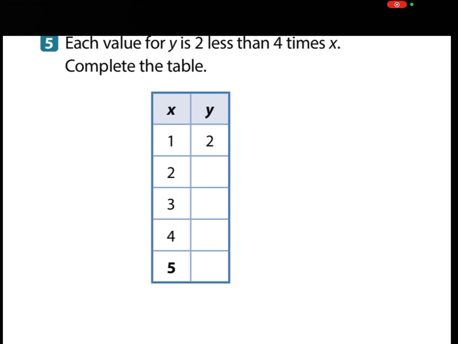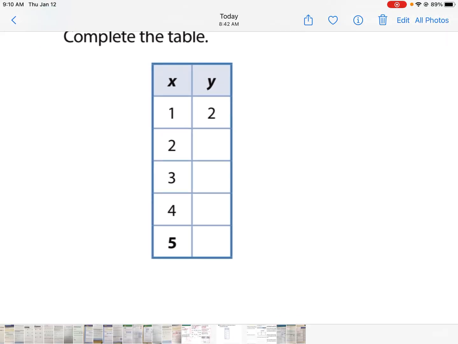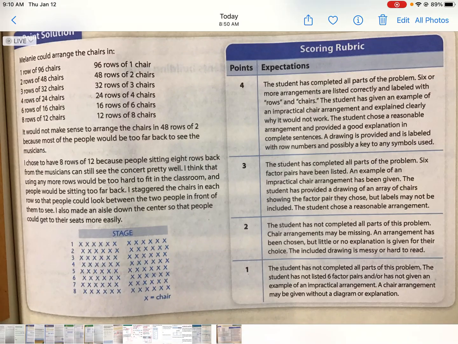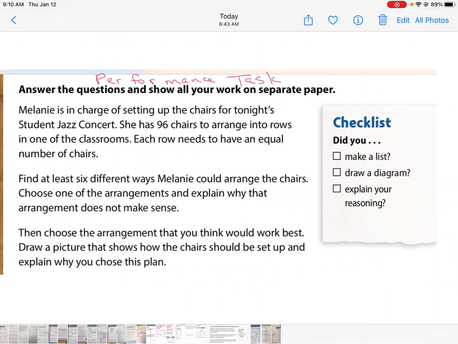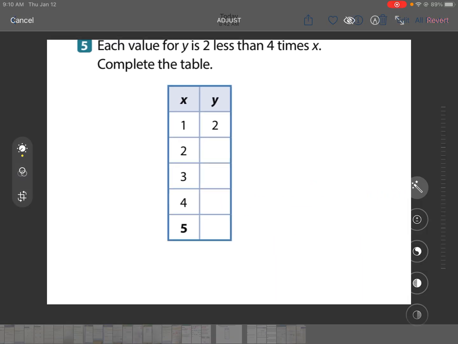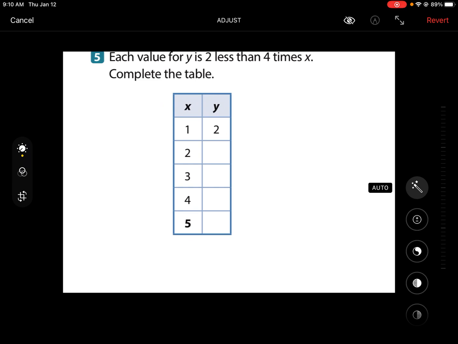Each value for y is 2 less. Can't see it when I let go of it. I don't think I'm going to be able to annotate this one, gang, because of the way my... Where'd my picture go? There it is. I can't... Oh, there it goes. There we go.